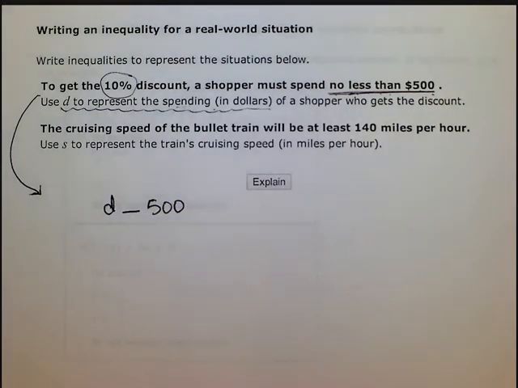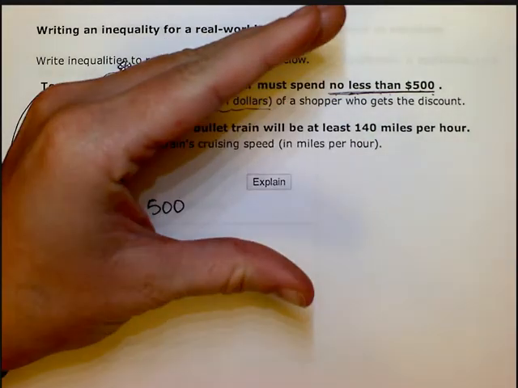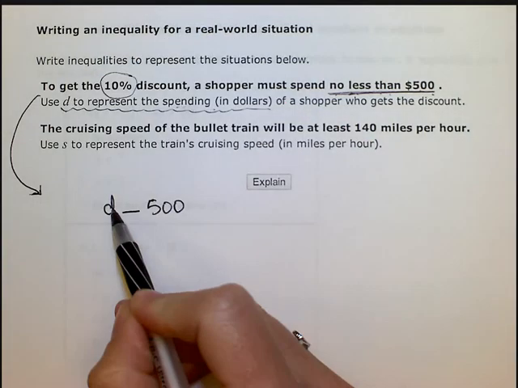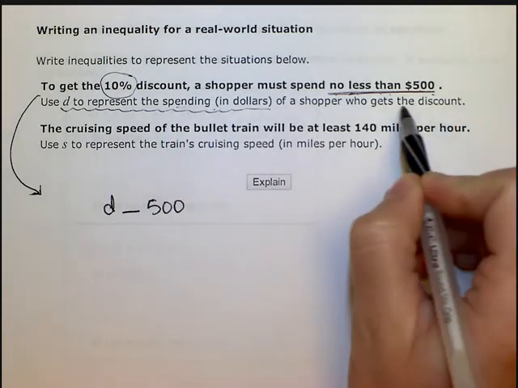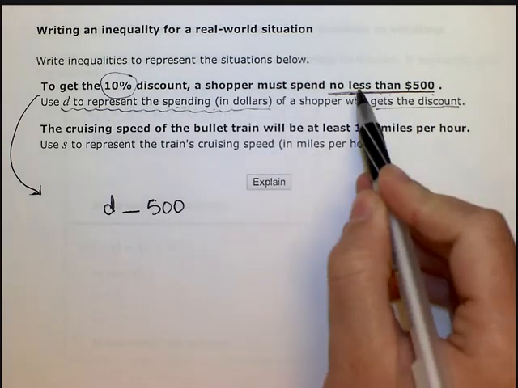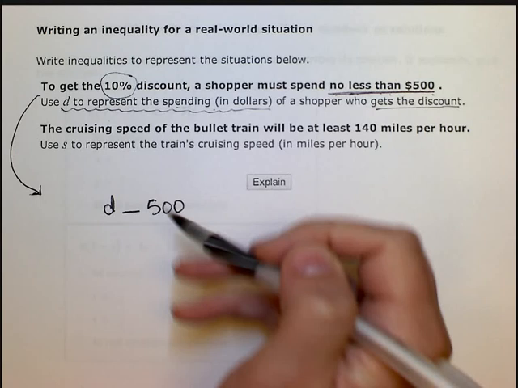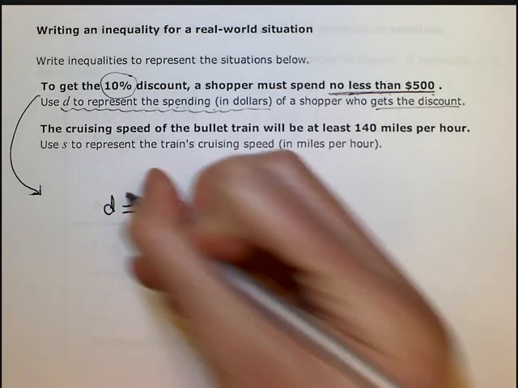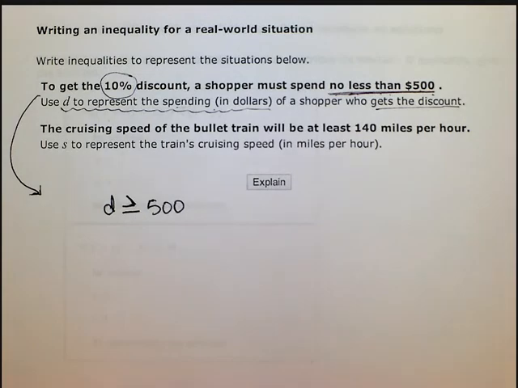So now I need to decide if my inequality is going to go this way or if it's going to go this way. Now, if D represents the actual spending, I want someone who does get the discount, so they need to spend not less than $500, but more than $500. So since D represents the spending, D needs to be greater than or equal to 500. And that's all they're looking for.